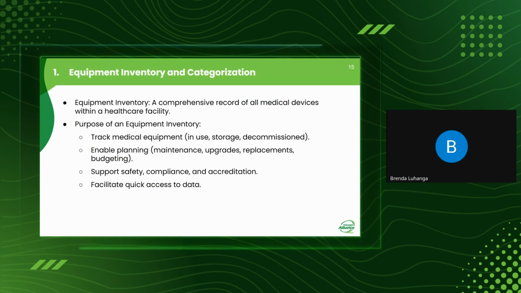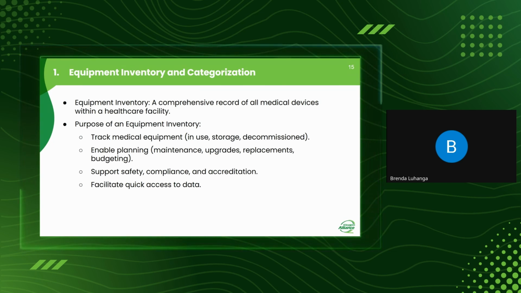Firstly, inventory is simply a record of all medical devices in your healthcare facility. This is essential in tracking medical devices. As my colleague already mentioned, you do not have to be moving up and down to track a certain equipment. You can simply look at your records and know if the equipment you're looking for is still in use, or it is being stored somewhere, or it has been decommissioned.